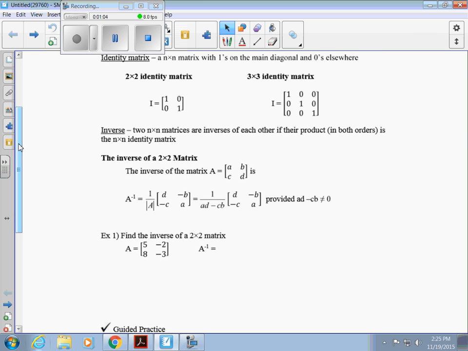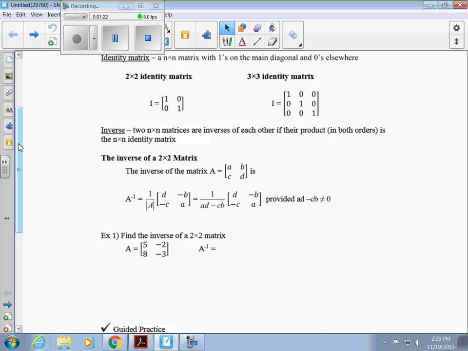Two n by n matrices are inverses of each other if the product in both orders, remember the commutative property for multiplication does not hold true for matrices, is the identity matrix, which is an n by n.